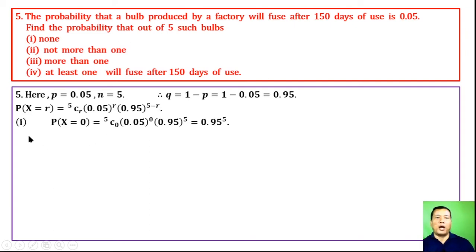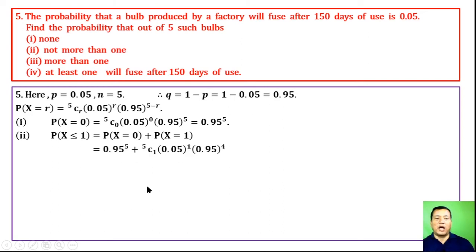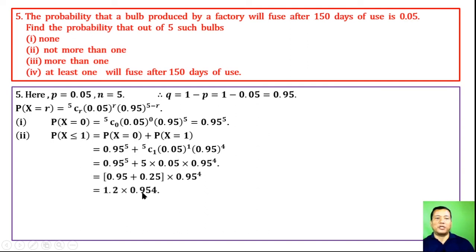For Roman number 1, none is fused after 150 days, so put r equal to 0 in both cases, we get this. And for not more than 1, P of X less than or equal to 1, which is equal to P of X equal to 0 plus P of X equal to 1. Put r equal to 0 and r equal to 1, we get these two terms. Simplifying, we get a huge number, which is the required probability.